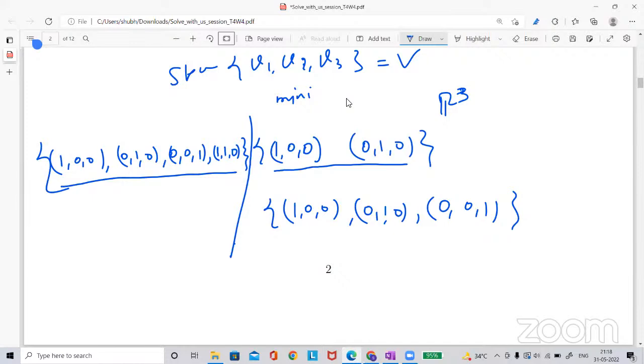No, sir, because, why? Can you get the 1, 1, 0 written as a linear combination of the first two? Yes. So this is not a maximal linearly independent set. Actually, this is not a linearly independent set. It contains vectors which are linearly independent, but another vector which can be written in terms of them.